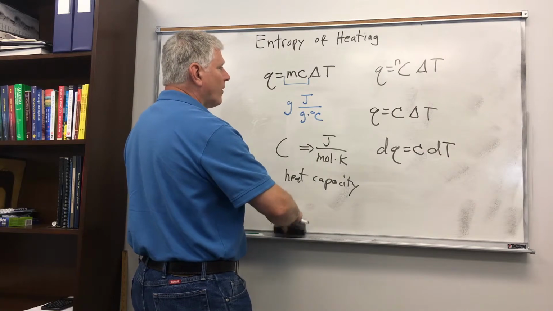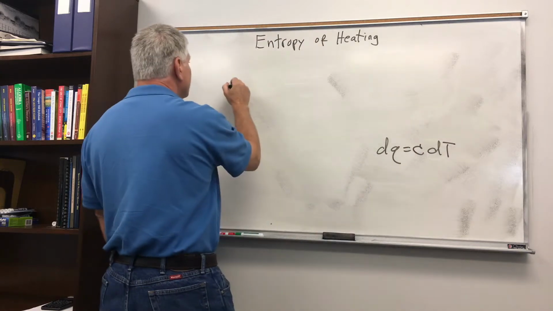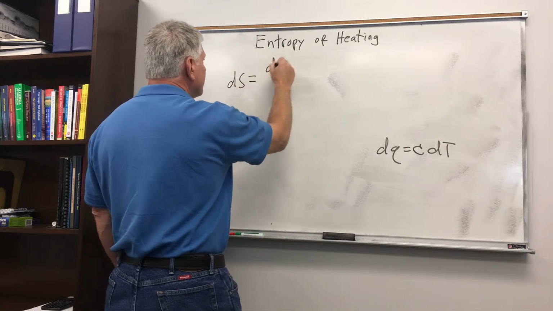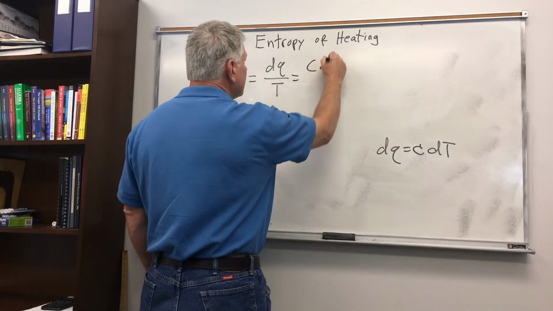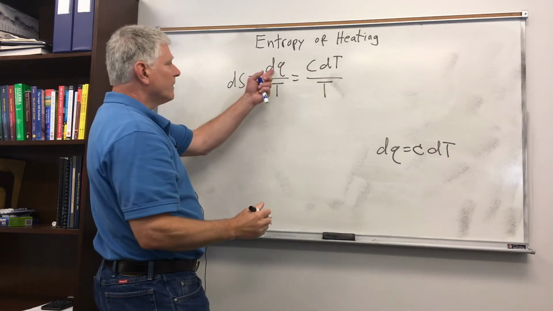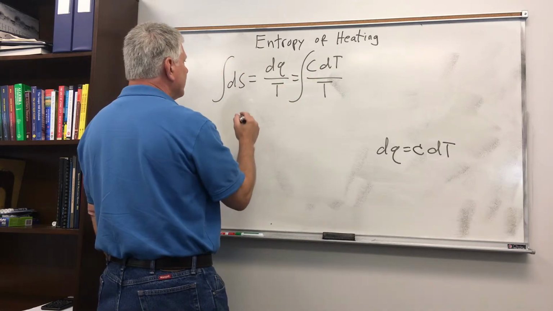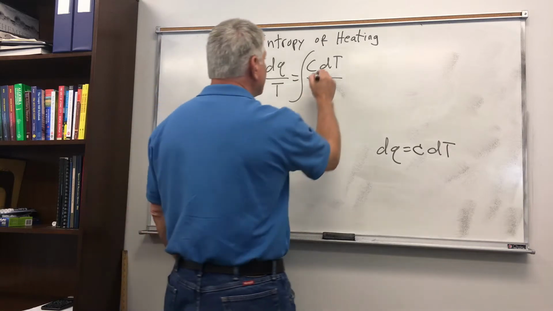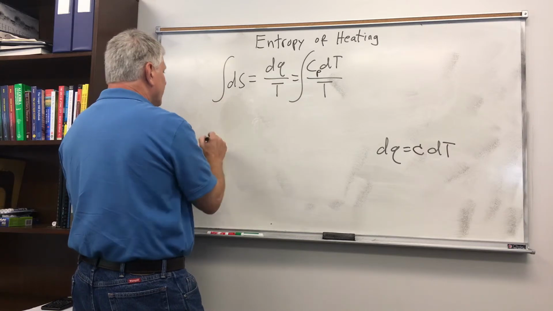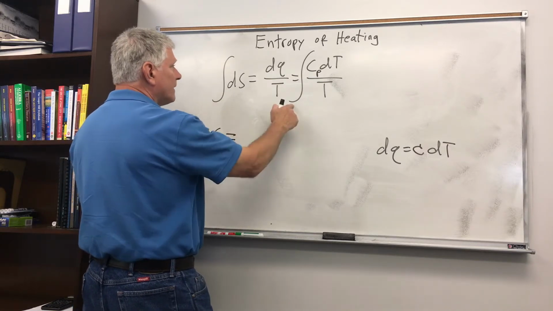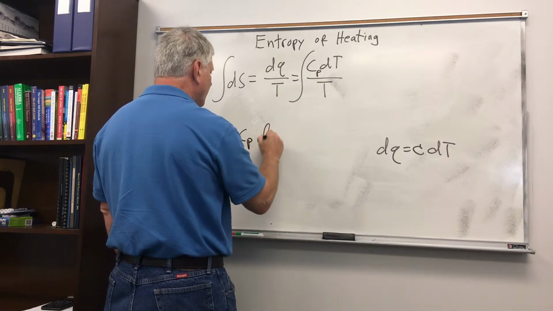So from our entropy expression, the entropy change is equal to dq over T, so we can put C dT in for dq. And then we can integrate both sides of the equation. And let's say we do it under constant pressure. So this will be heat capacity at constant pressure. So integrating the left side will give me delta S. The right side, and heat capacity is a constant, we'll assume.